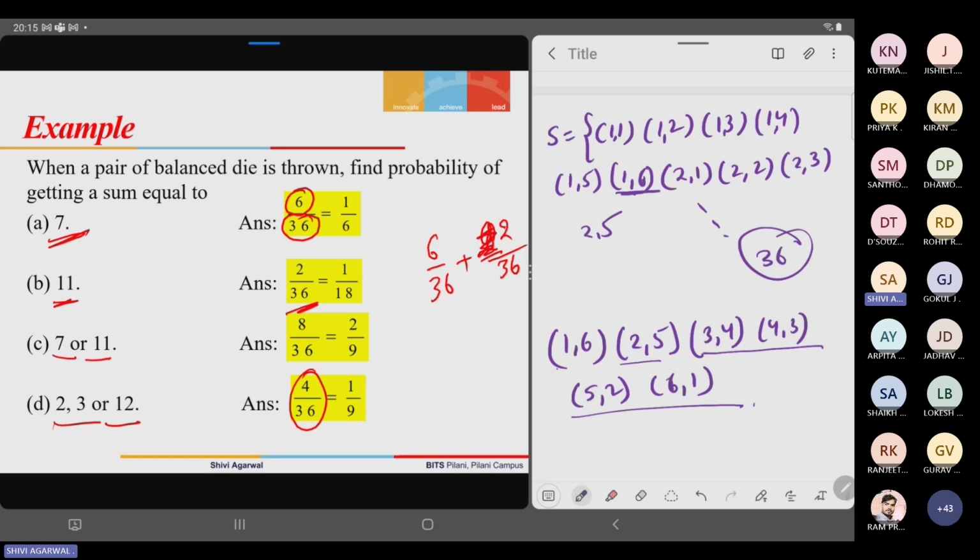Only D is not clear, because you can find out how many times the 2 is coming. There is only one option, 1, 1. For 3, very few options: 1, 2 and 2, 1. And 12 is coming, only one option. Okay.